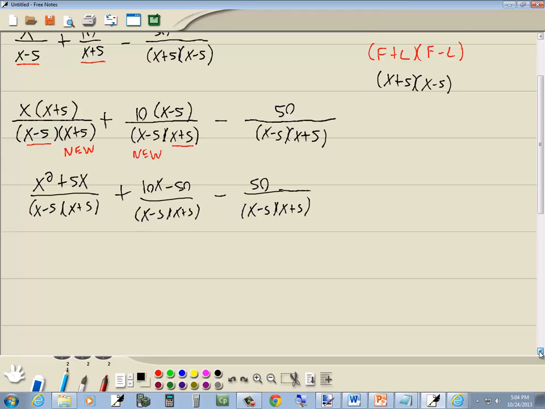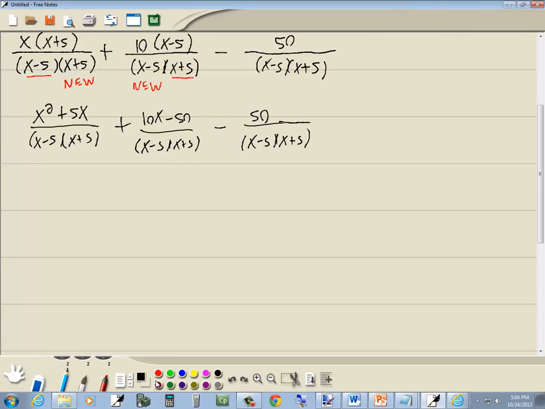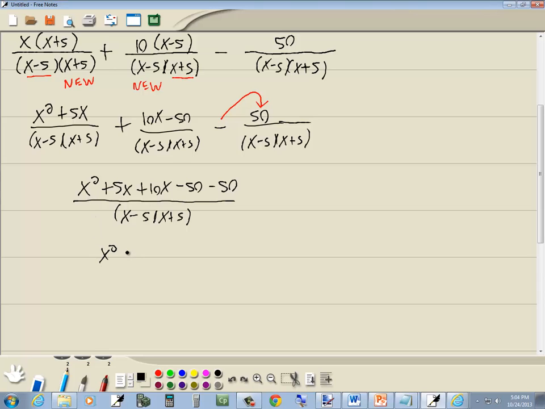Well, our next step, we got a common denominator now, so we'll add or subtract top parts. Remember, if there's a negative out in front of your fraction, that flips the sign of everything up on top, so 50 is going to change signs. So we're going to have x squared plus 5x plus 10x minus 50 all over x minus 5, x plus 5. Now we're going to combine together like terms. So we got x squared plus 15x minus 100 all over x minus 5, x plus 5.